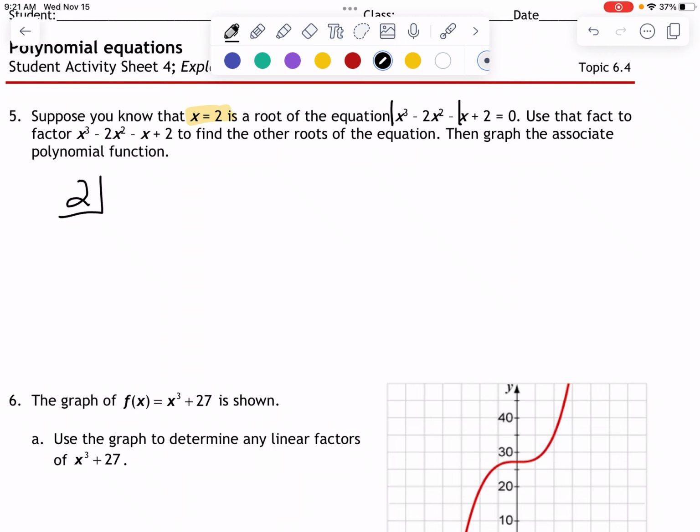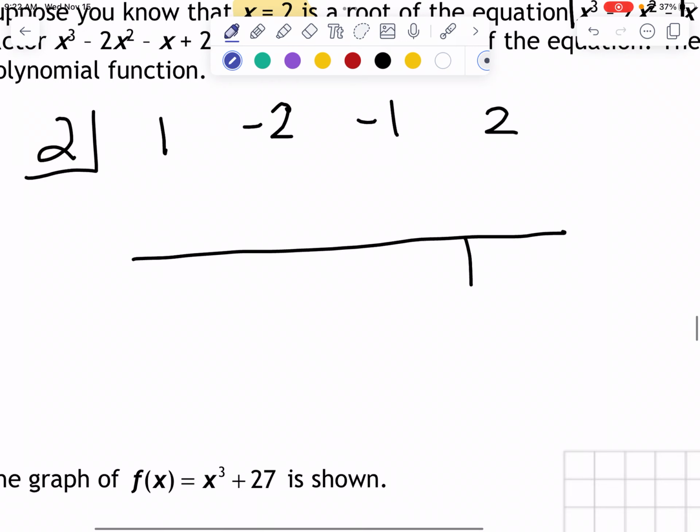So I'm going to write down all my coefficients. I got a 1, a negative 2, a negative 1, and a 2. I get my line underneath, and a little box for my remainder at the bottom right side. I'm going to follow through here. I start by dropping down the first term, so I carry down the 1. Then I take 2 times 1, which is 2. I add down the column, negative 2 plus 2 gives me 0.